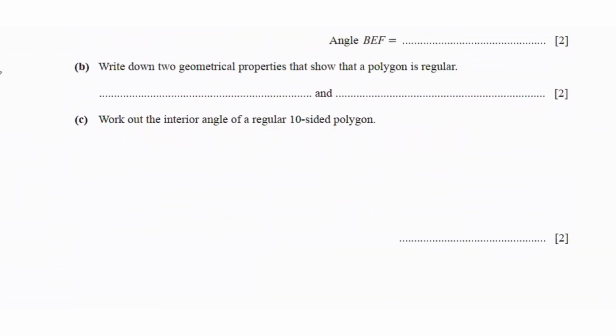Write down two geometrical properties that show that a polygon is regular. So to show that a polygon is regular, we have equal sides and equal angles.